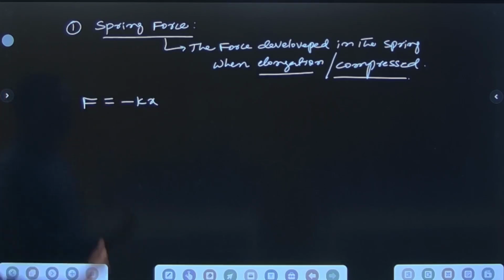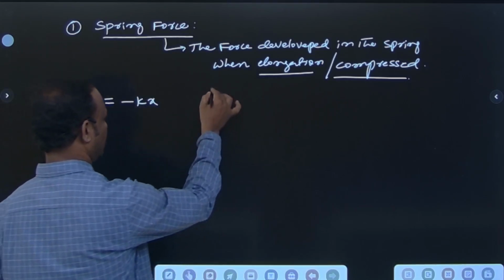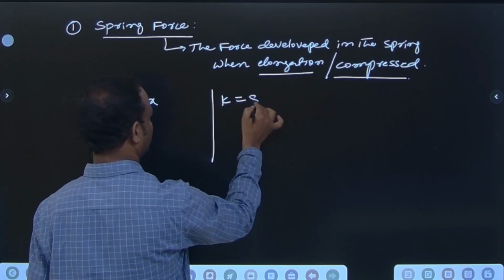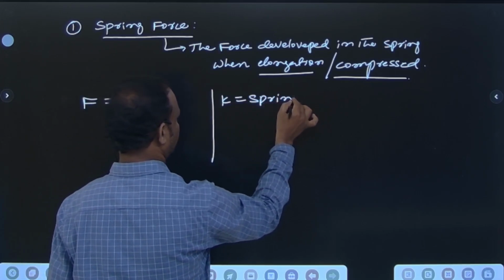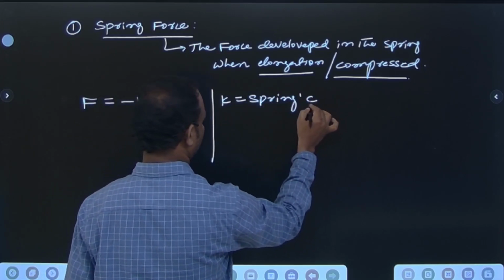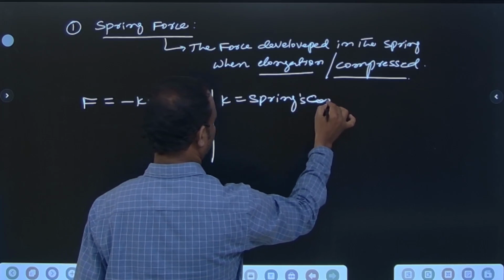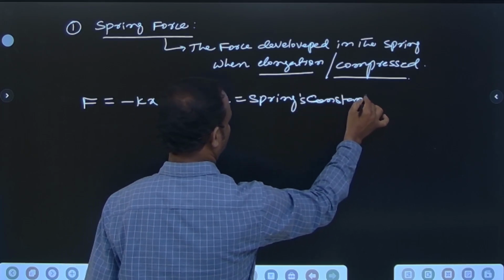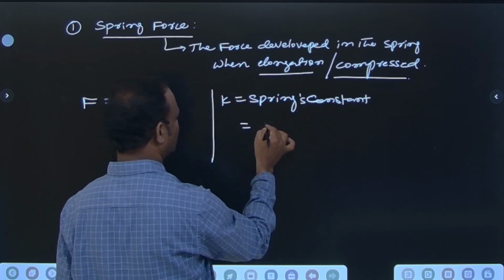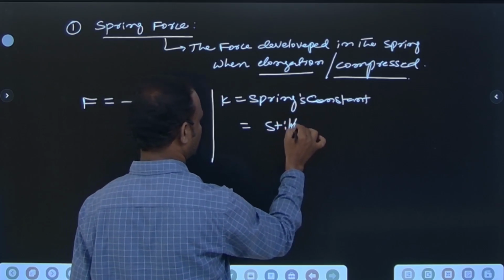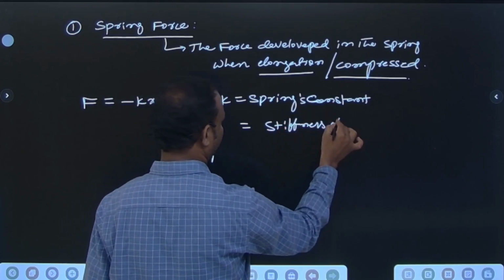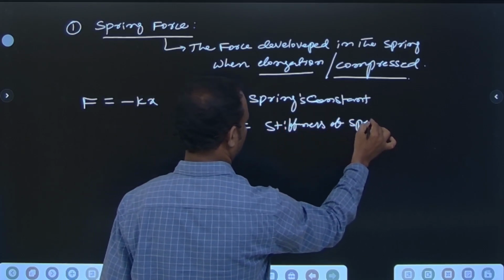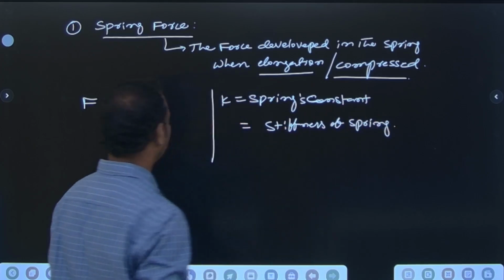K is called the spring's constant. The spring's constant is also called the stiffness of the spring.